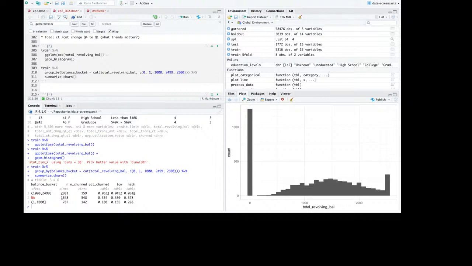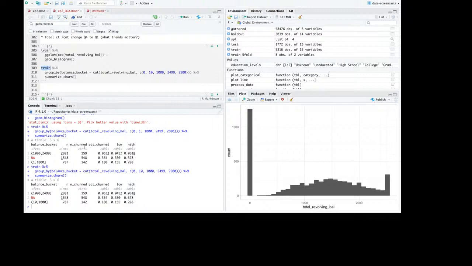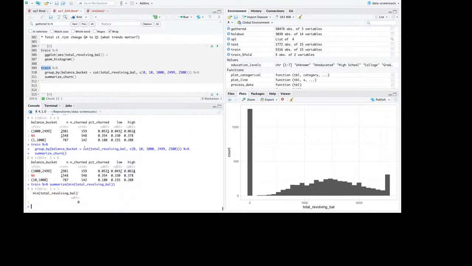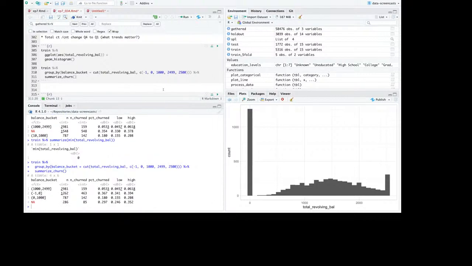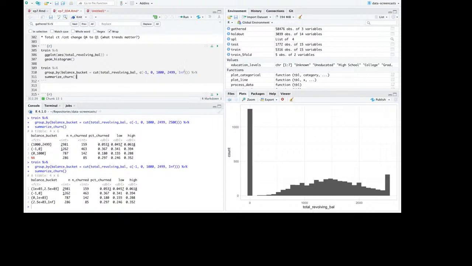0 to, let me see, where is that 0? Oh, yeah. 2499 and infinity. 2499 to 100. Yeah, there's a bunch a little over 2,500.